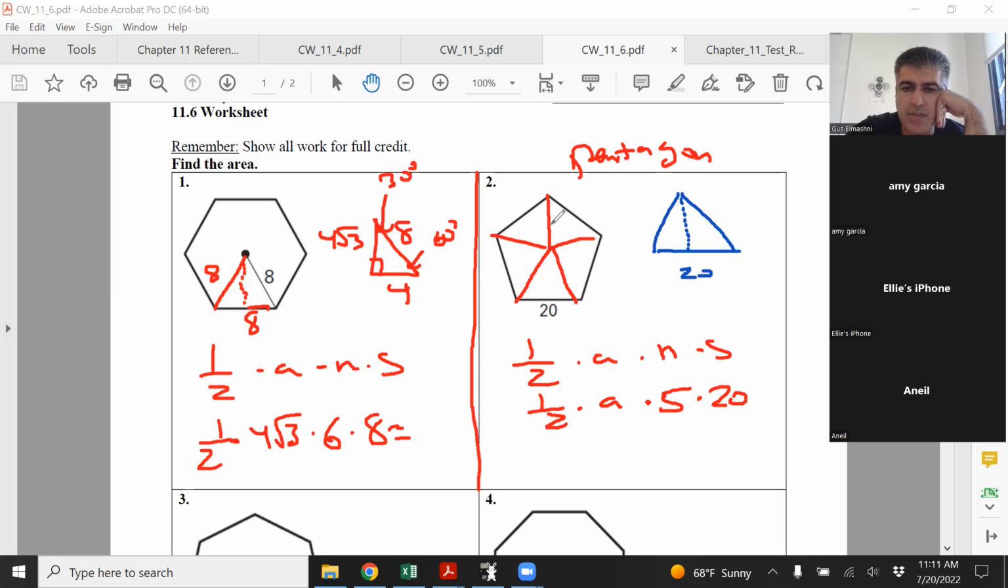Now, the one thing that's good to know is that that's 72 degrees. 72, 72, 72, 72 all the way around. Sorry, 360 all the way around, so each one's 72. So it means that that's 36 degrees, which means that's 54 degrees.